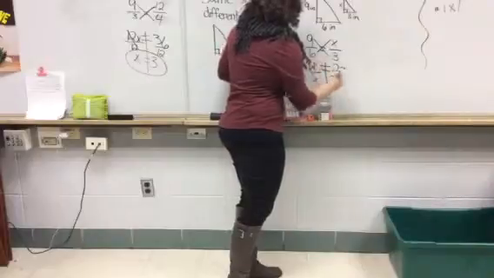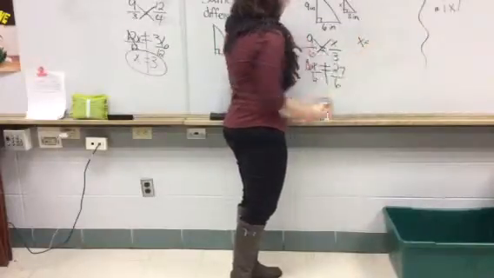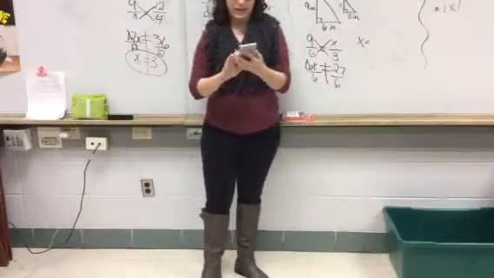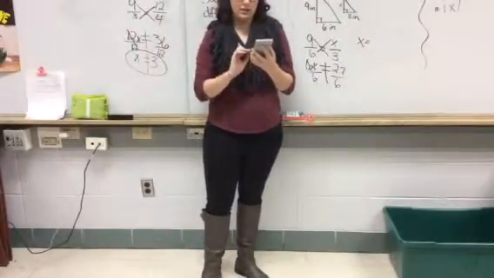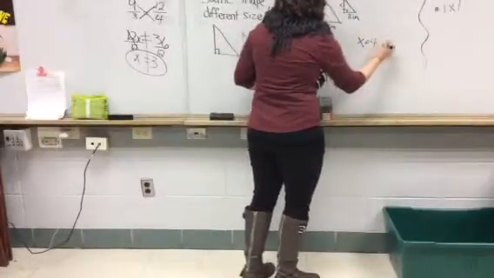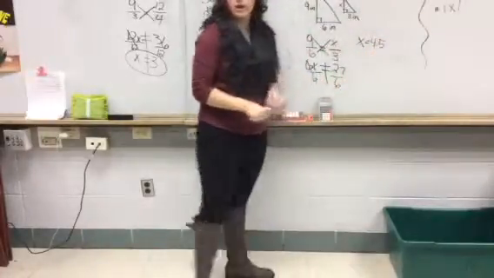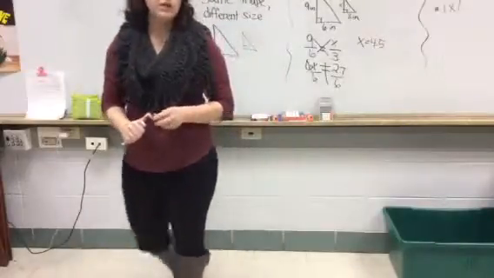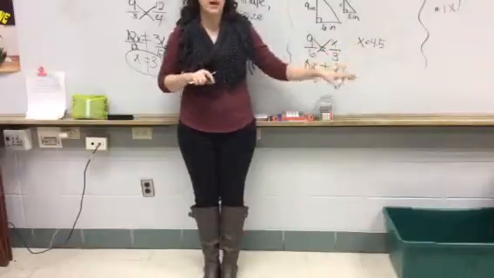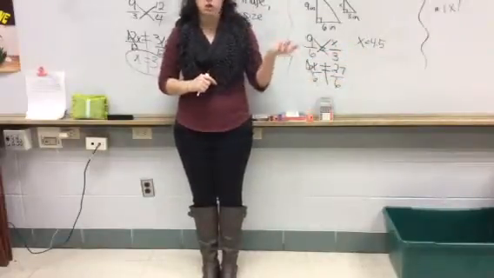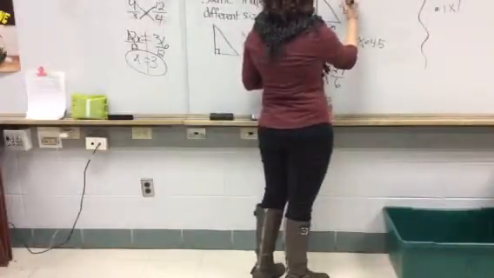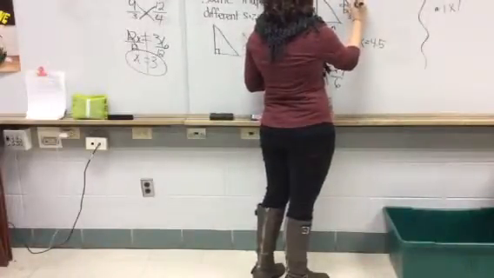Divide both sides by 6. I didn't end up with a pretty number this time, so I'm going to use a calculator. 27 divided by 6, 4.5. Okay? Now, one thing I want you guys to make sure you do today is after you get your answer for x, go back up to the shapes that you're working with and write it in. Okay? So x equals 4.5.